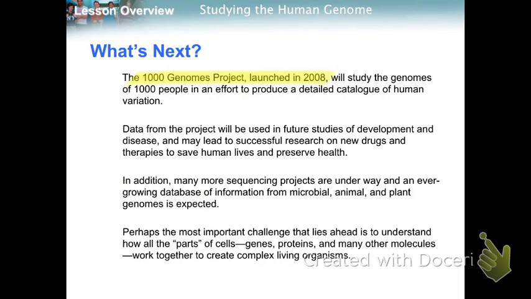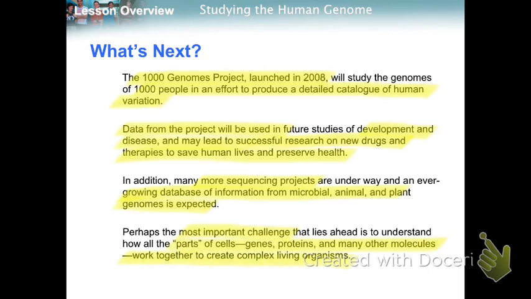The 1,000 Genomes Project, launched in 2008, is going to study the genomes of 1,000 people to produce a catalog of human variation. Data will be used to develop drugs and therapies, determine diseases, save human lives, hopefully, and preserve health. There are many more sequencing projects underway, and an ever-growing database of information from microbial, animal, and plant genomes is expected. The most important challenge is to understand how all the parts of cells, genes, proteins, and other molecules all work together to create complex living things.